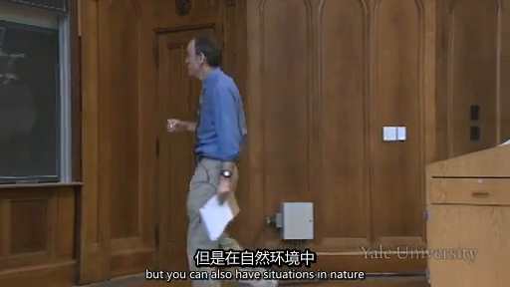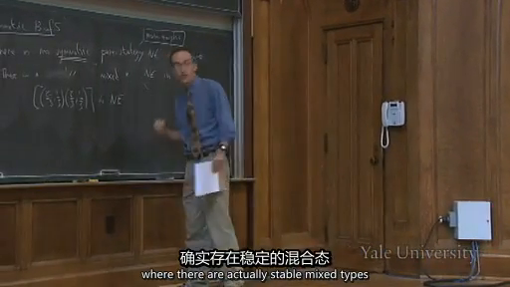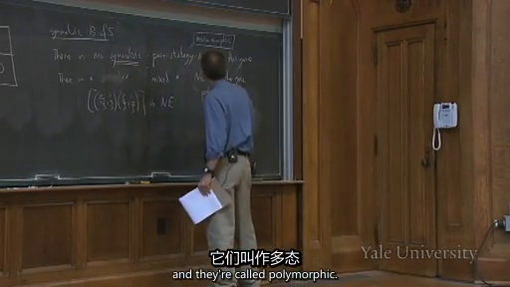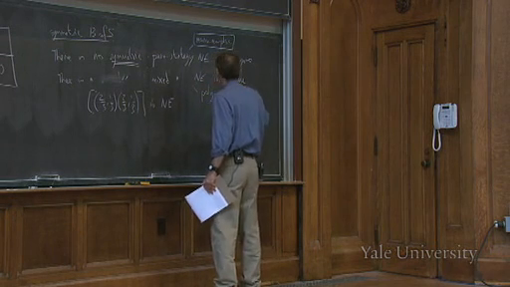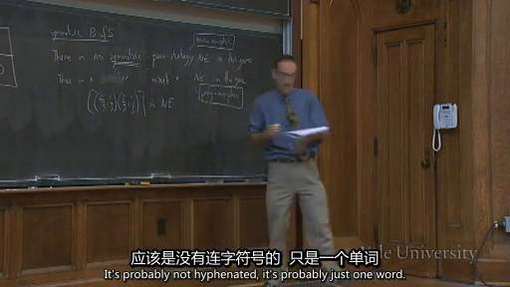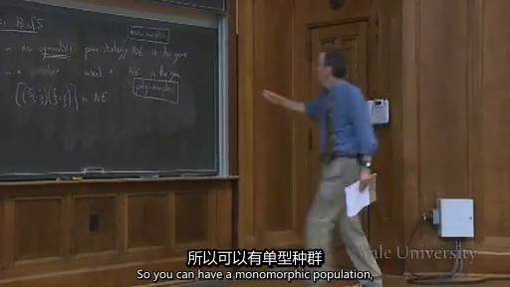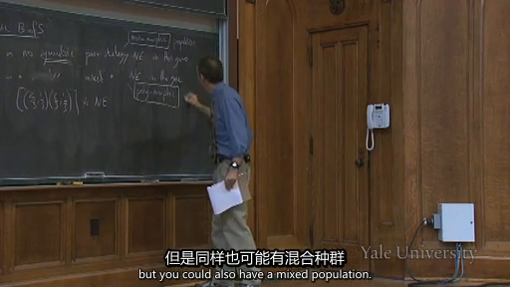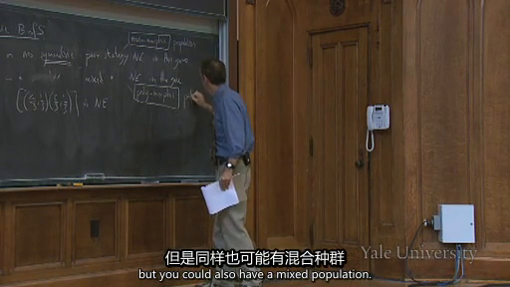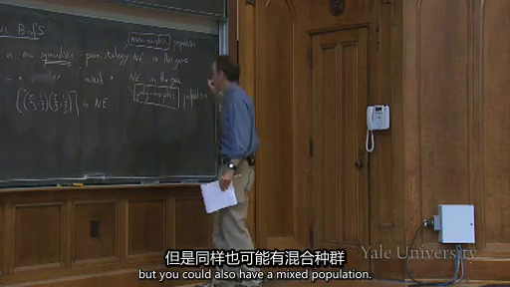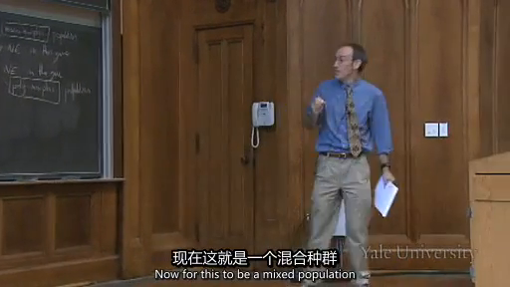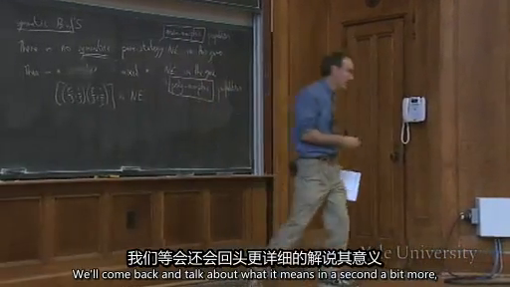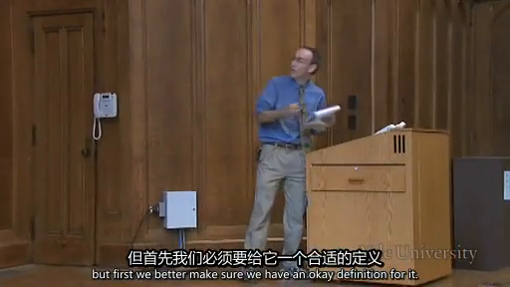But you can also have situations in nature where there are actually stable mixed types, and they're called polymorphic. Polymorphic. It's probably not hyphenated, it's probably just one word. So you can have a monomorphic population, which is what we've focused on so far, but you could also have a mixed population. Now, for this to be a mixed population, we better change the definition accordingly. We'll come back and talk about what it means in a second, but first we better make sure we have an okay definition for it.